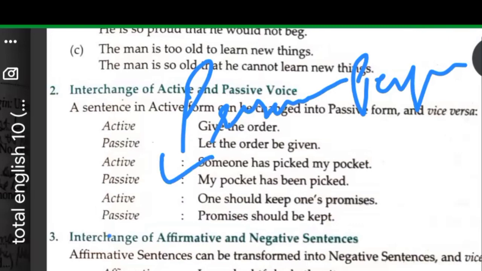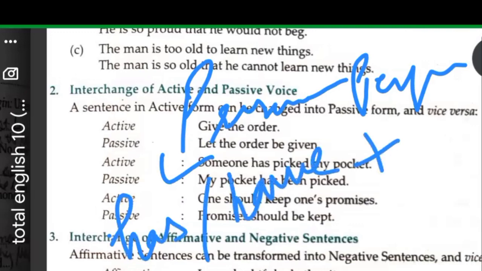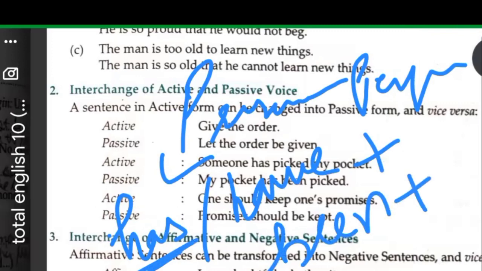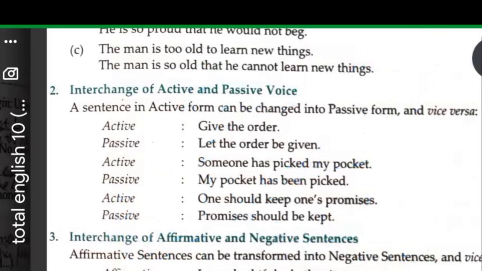What is that rule? The helping verb will be has or have depending upon the subject, because the object is going to be turned into the subject, and if the subject is my pocket, pocket would be singular, so it will take has. Then the other thing in the perfect case is been. Been will be added in the passive voice, and the verb's third form. Okay, that is a basic rule. Then the rest of the thing will remain the same. My pocket has been picked.